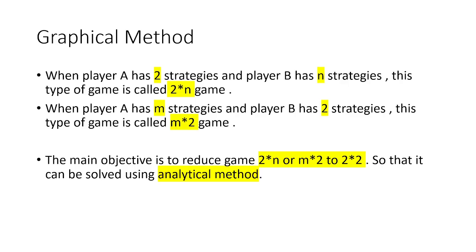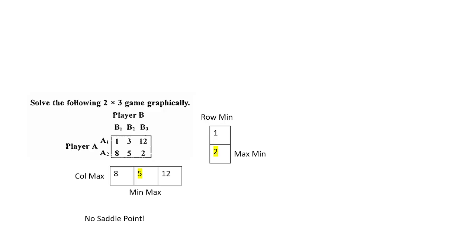The main objective of graphical method is to reduce a 2 cross n or M cross 2 game to 2 cross 2. Once we have reduced it to 2 cross 2, then we can apply analytical method to find the value of the game.